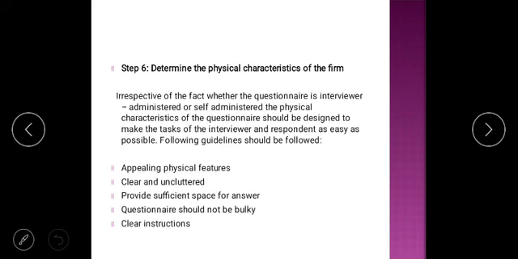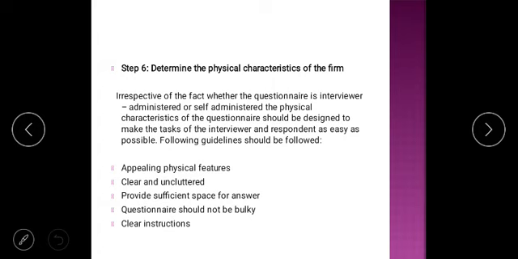Next is to determine the physical characteristics of the form. What is the meaning of physical characteristics here? It means how it looks. For a product, physical characteristics would be the packing of the material, or the color of the product, how it looks, how it attracts the consumer. So this is what physical characteristics are.